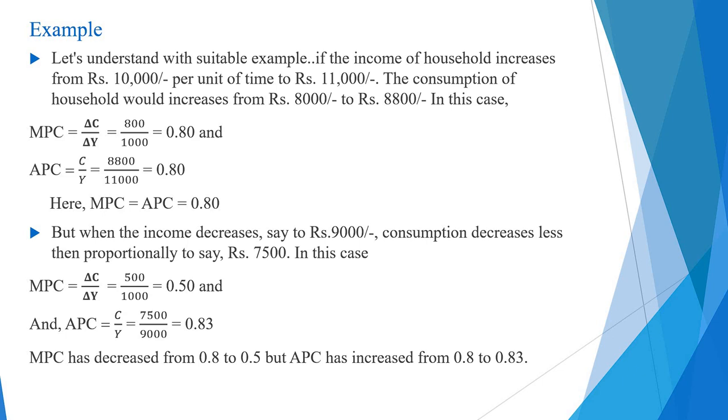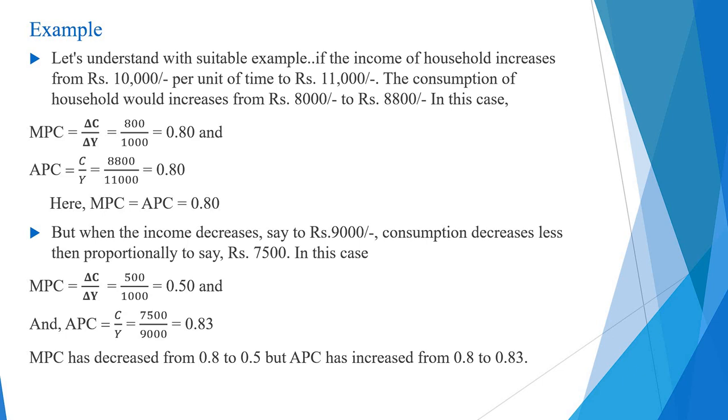In this case, marginal propensity to consume is equal to change in consumption divided by change in income, equal to 800 divided by 1000, which is equal to 0.80. And average propensity to consume is equal to consumption divided by income, equal to 8,800 divided by 11,000, which is equal to 0.80. Here MPC equals APC equals 0.80.